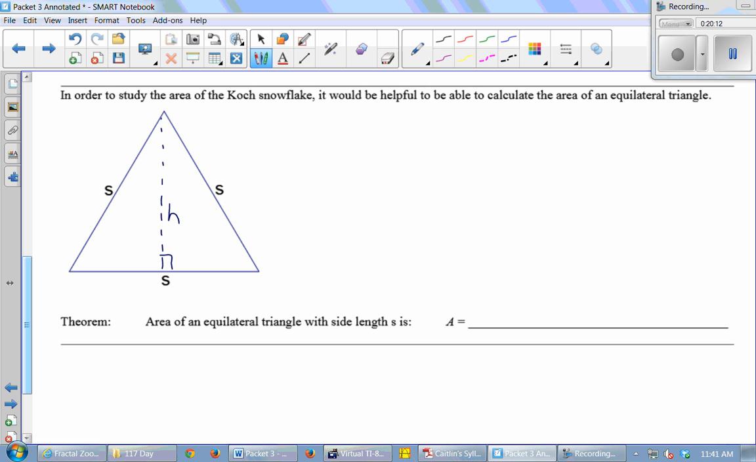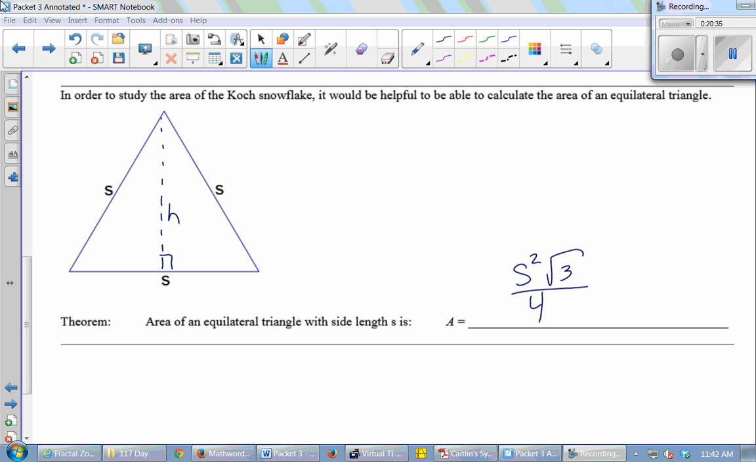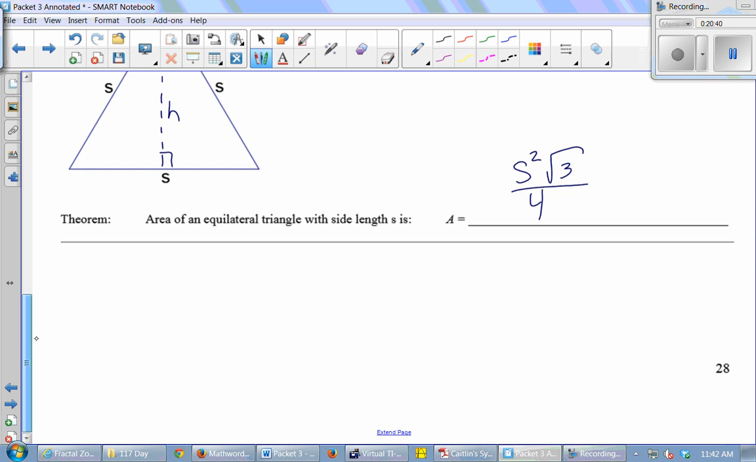So we're going to use an alternative version of the area of an equilateral triangle. Instead of using 1/2 base times height, we want a formula that has just S in it. So I believe, if I remember it correctly, that it is S squared times the square root of 3 over 4. All right, so the area of an equilateral triangle is S squared times the square root of 3 over 4.